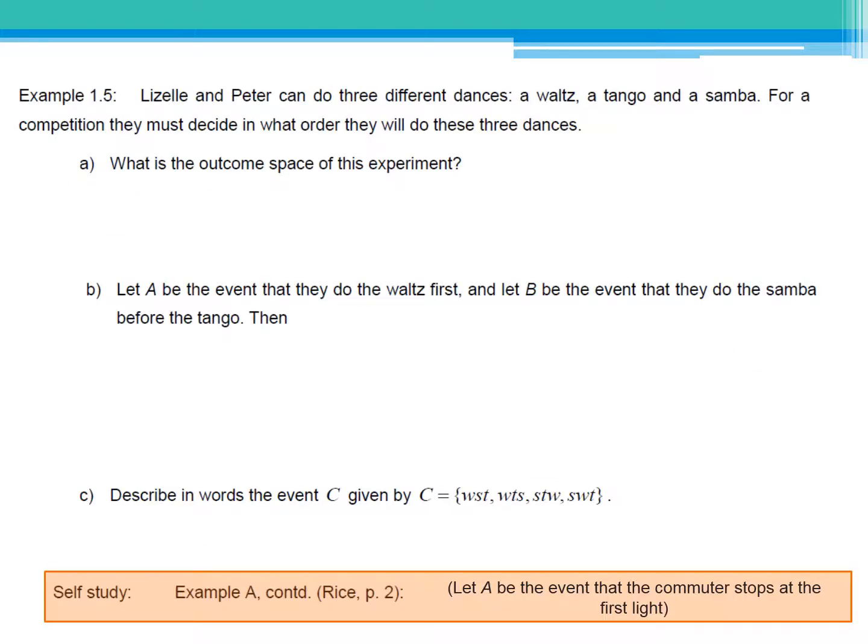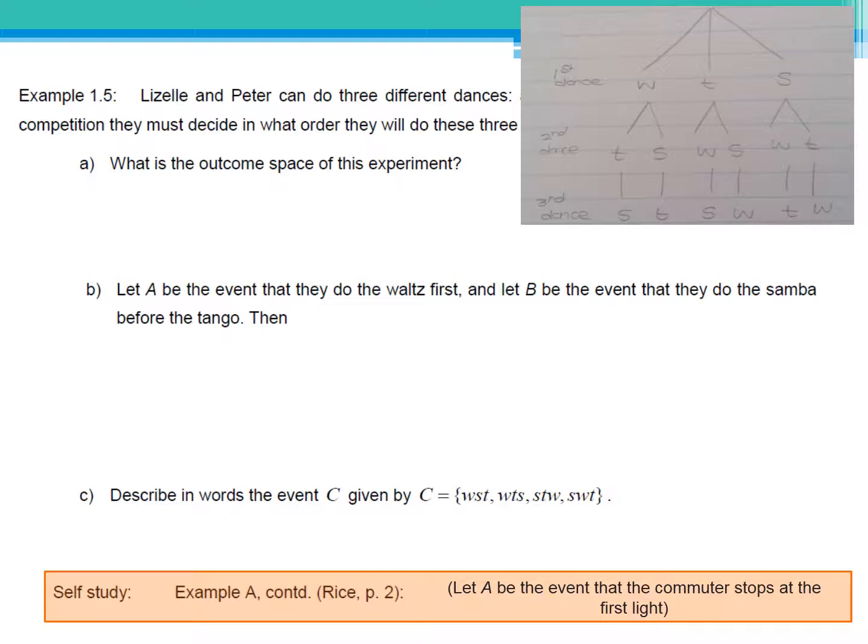In example 1.5, they tell you, Lizelle and Peter can do 3 different dances, a waltz, a tango and a samba. For the competition, they must decide in which order they will do these 3 dances. So we can let W denote a waltz, T tango and S samba. Now you need to be careful when you draw your tree diagram, because for the first dance there will be 3 possible choices. They can do the waltz, the tango or the samba.